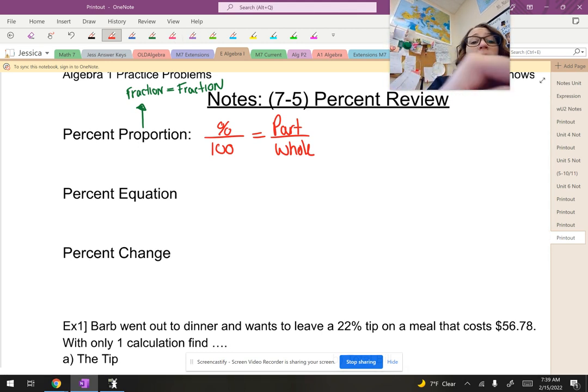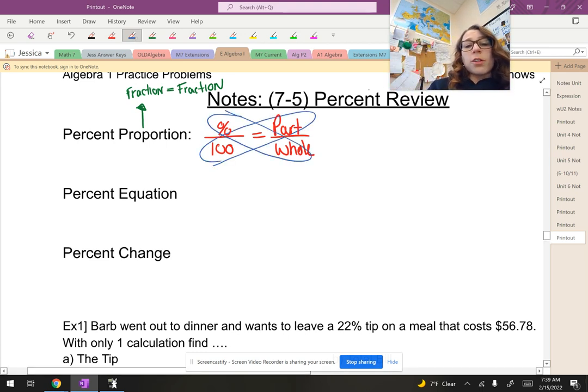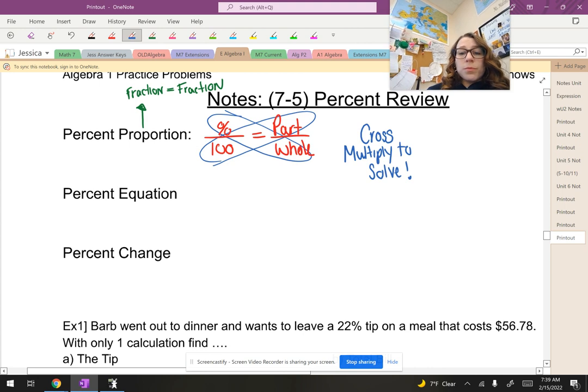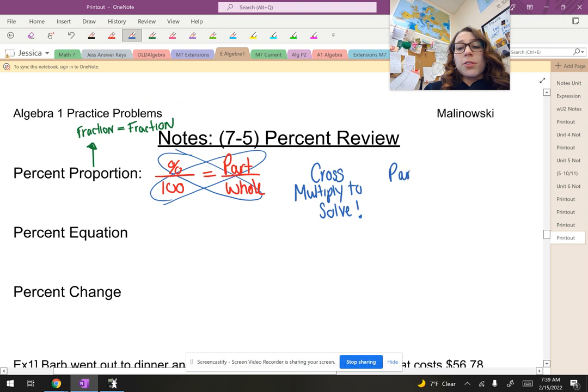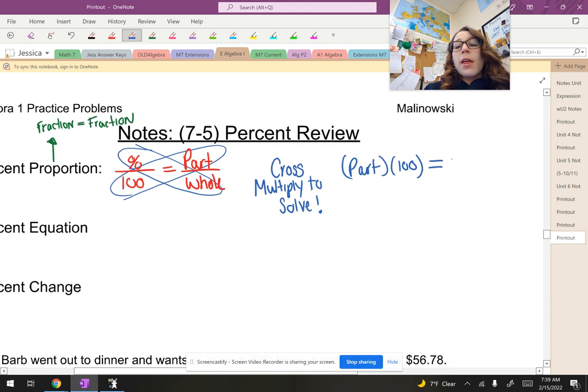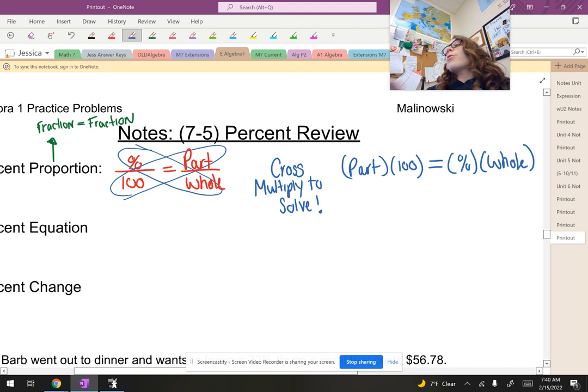With the percent proportion, to solve that or to simplify that, you can do that cross multiplication. You can cross multiply to solve. And when you do that cross multiplication, you'll get whatever part times 100 is, and that's going to be equal to... that's what's nice about the cross multiplication, is that it actually gets rid of the fractions. But just be careful because you can only cross multiply when you have two fractions that are equal to each other, not two fractions being multiplied.